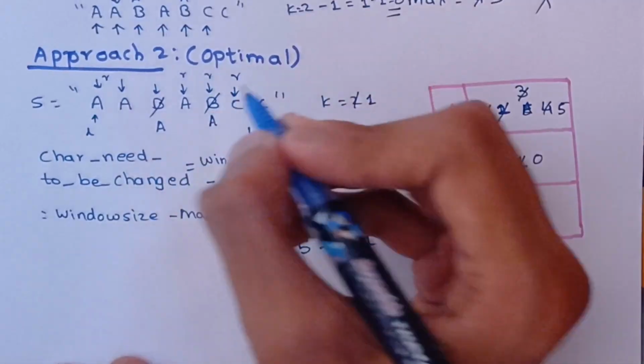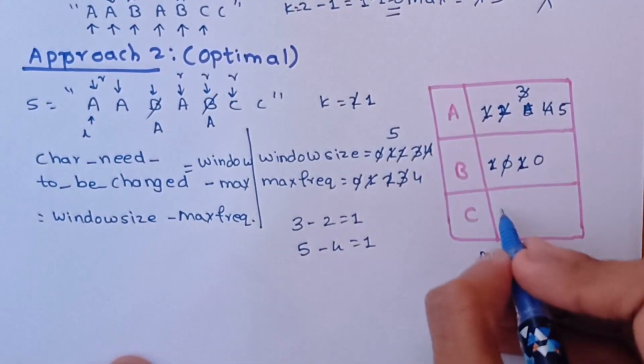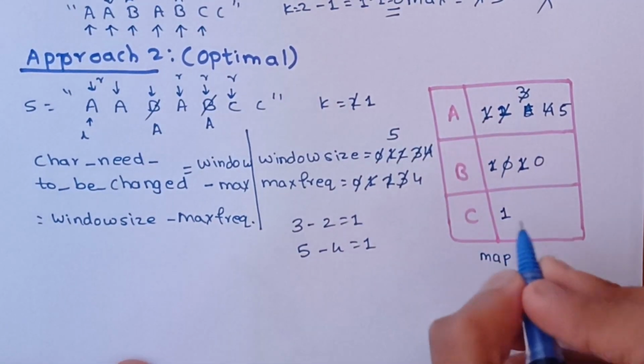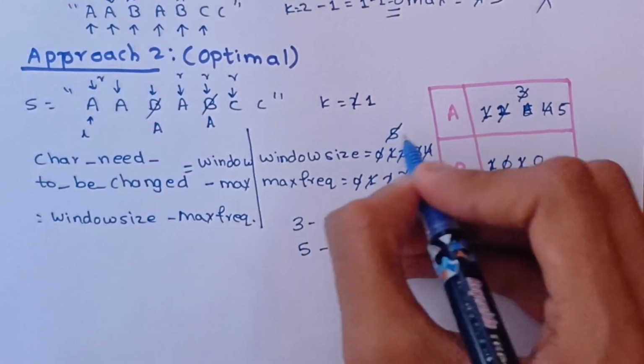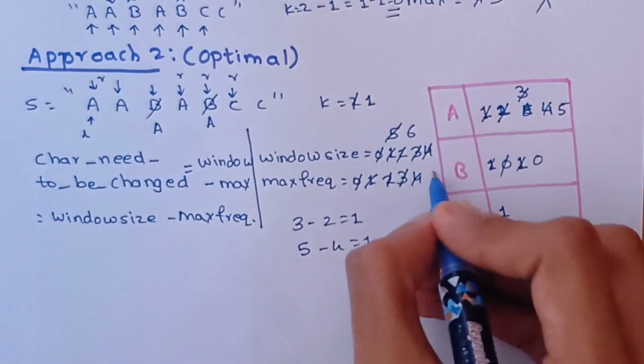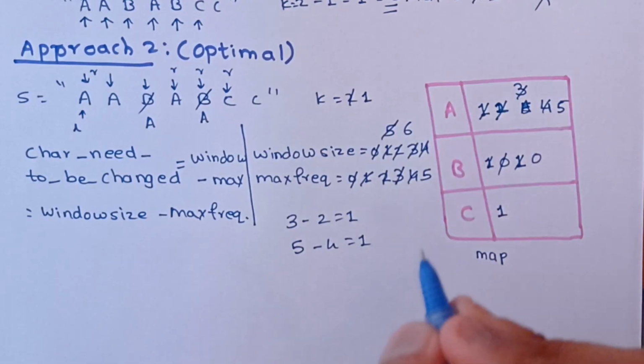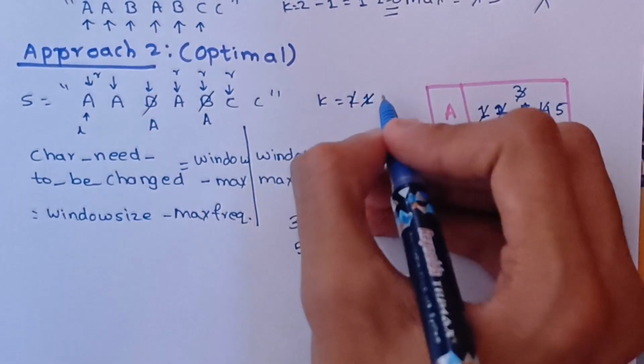R will come here, c. Now c's frequency will be incremented by 1, and window size will also become 6. And the maximum frequency is 5. Now we will check here. Here k has become 0, right?